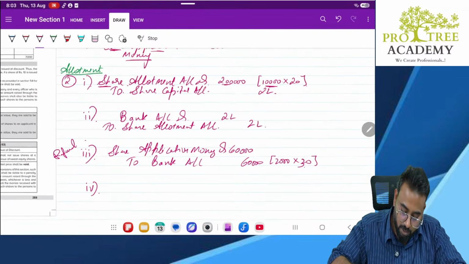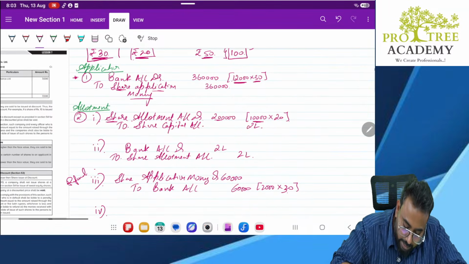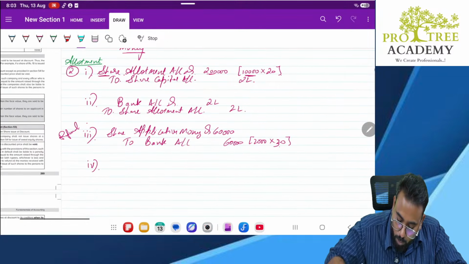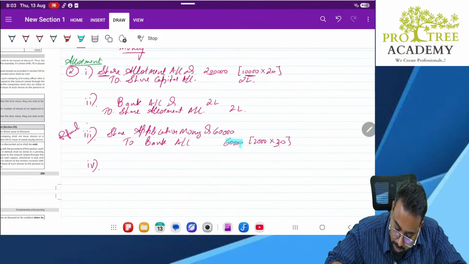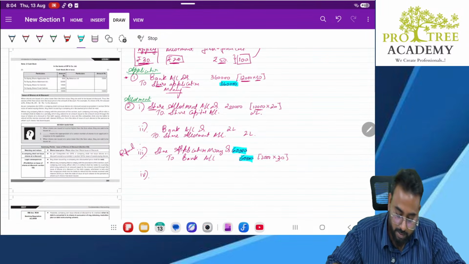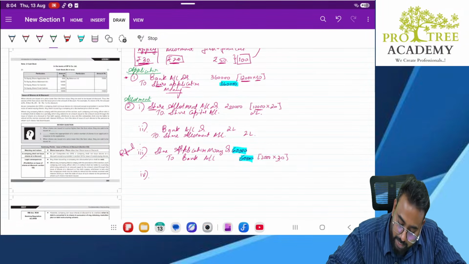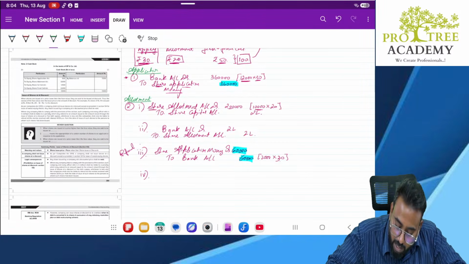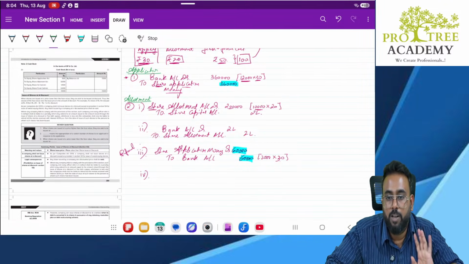Now, coming back to share application money. Sir, how much did you credit? You credited 3,60,000. Out of that, you are refunding 60,000. Correct? Now, what happens to the remaining? What will happen to the remaining 3 lakhs? Sir, the remaining 3 lakh is our actual allotment of shares.